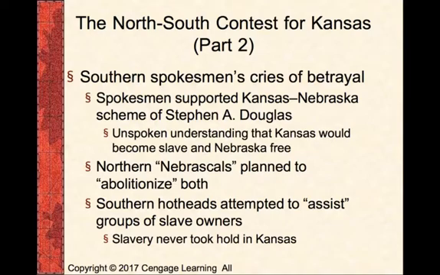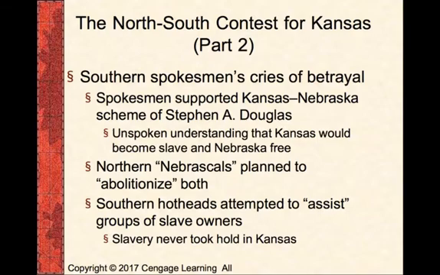This slide right here is talking about how Southern spokesmen cried betrayal on the whole Kansas-Nebraska thing. It had been a scheme by Northern Democrat Stephen A. Douglas. There was an unspoken understanding that Kansas would become a slave state and Nebraska would become a free state. And that was one of the things that got the act, or the compromise, to pass in the first place.